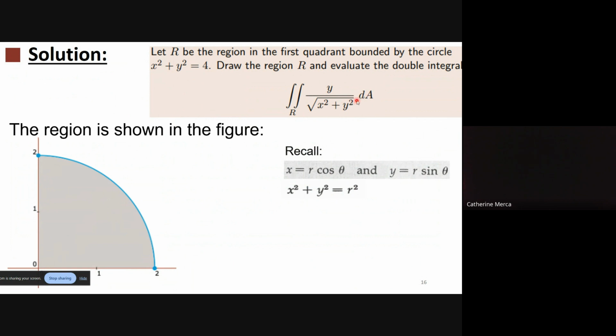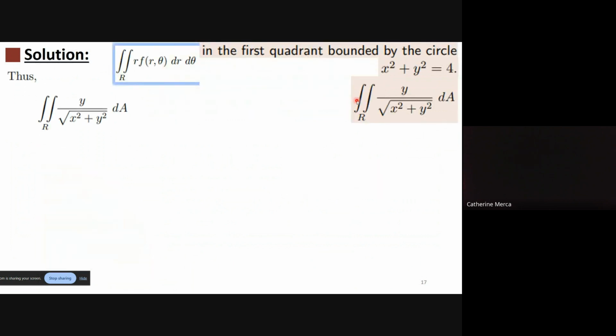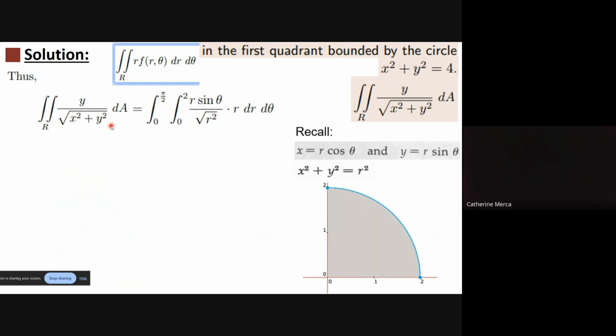So rewriting this, you should have the following. Y over square root of x squared plus y squared can now be written as your y is r sine theta. This one, as mentioned earlier, is square root of r squared. And we have from 0 to 2 as your limits of integration for r, and from 0 to pi over 2 for theta. Remember that you always have r times f of r theta, dr d theta.